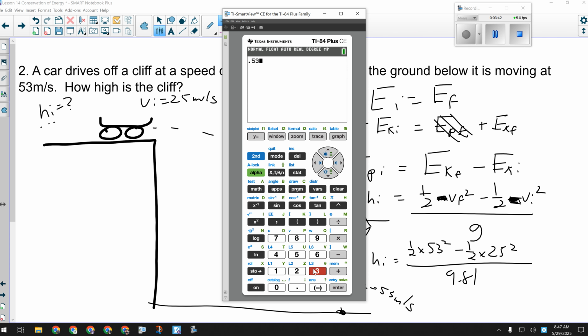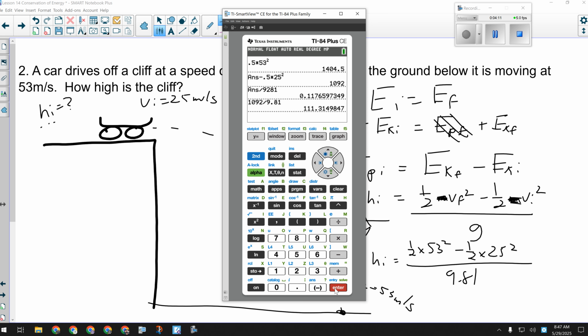Okay, 0.5 times 53 squared, minus 0.5 times 25 squared, divided by 9.81. Whoops, obviously not that number. Divided by 9.81. Okay, so the height of the cliff was 111.3 meters.